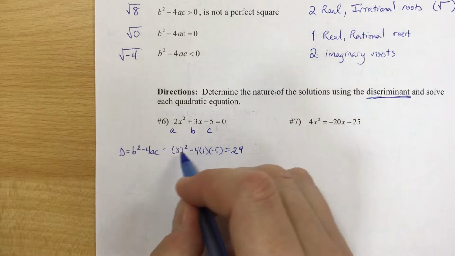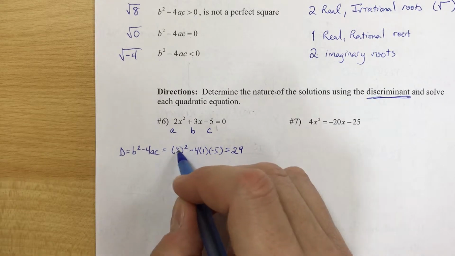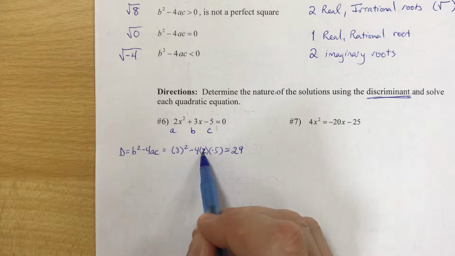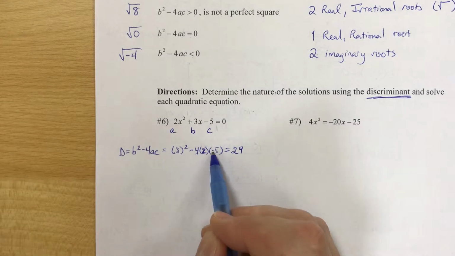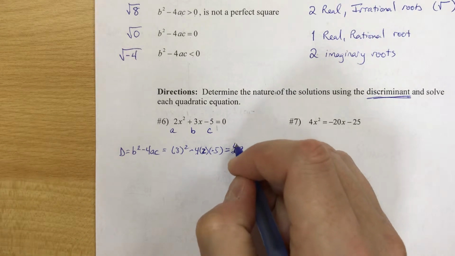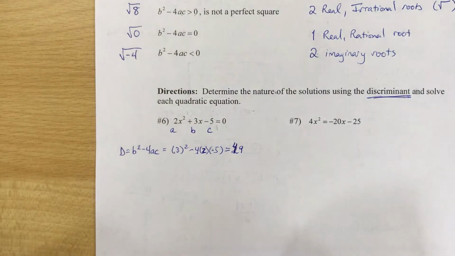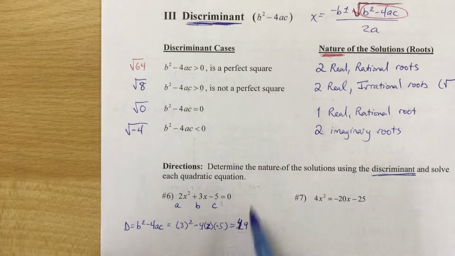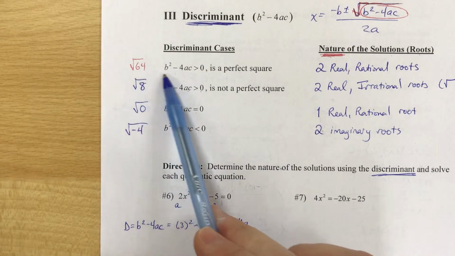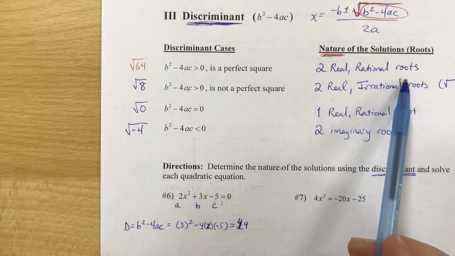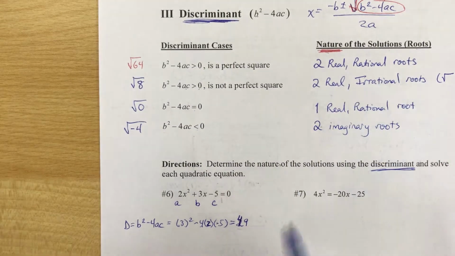Oh, wait. Let's see. b squared minus 4ac is 9 minus 4 times 2 times negative 5. Negative 4 times 2 is negative 8. Negative 8 times negative 5 is positive 40. 9 plus 40 is 49. Now, 49 is a perfect square. That's this situation right here. So we are expecting two real rational solutions, or roots.